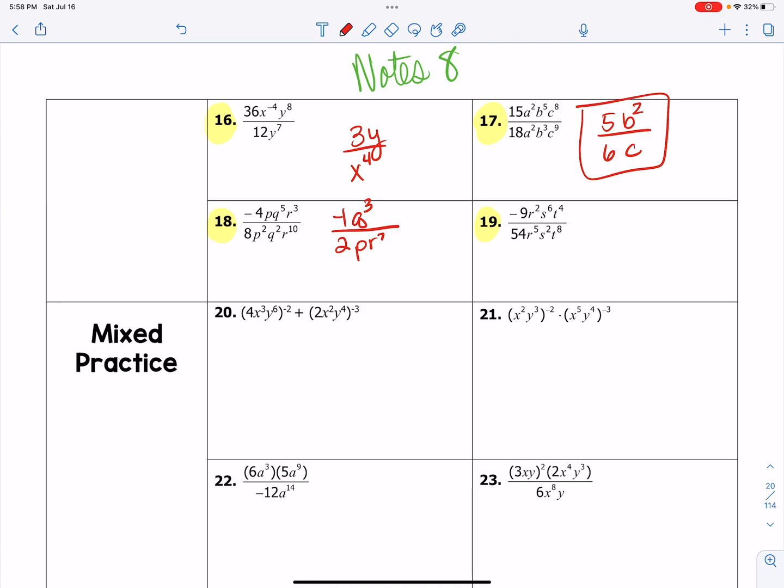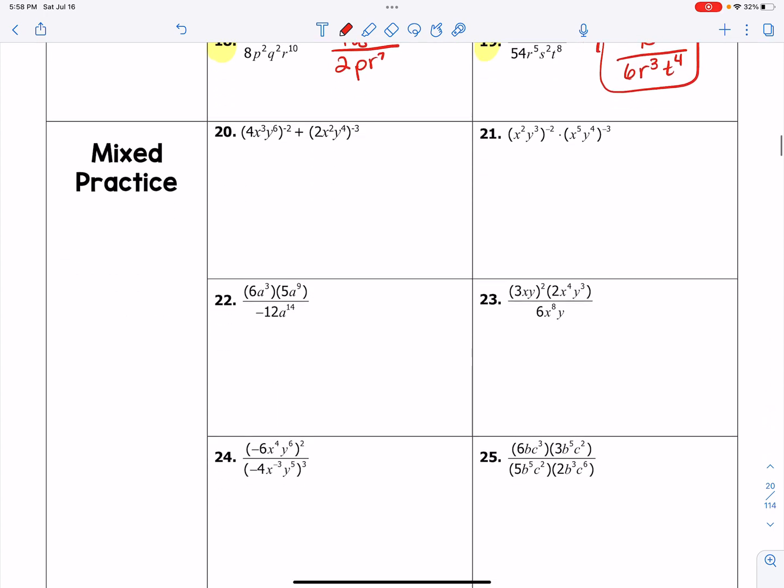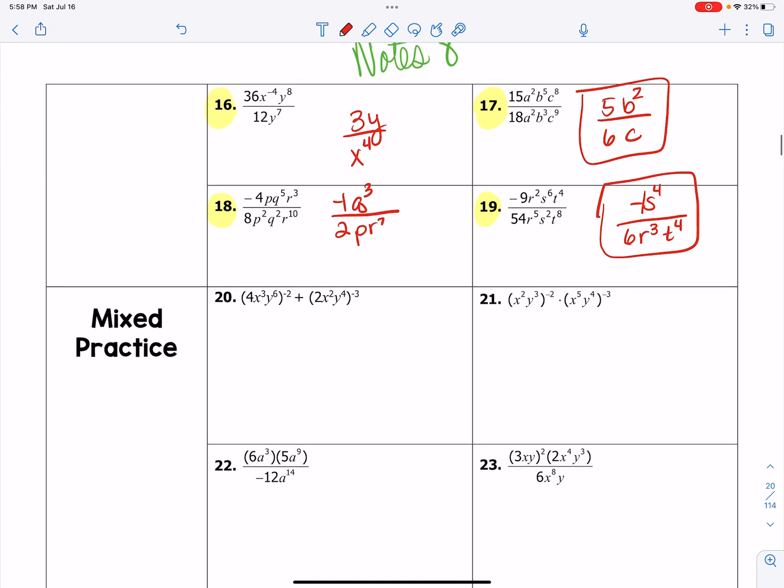And then the last one, you have a negative s to the 4th on the top, and I don't care if it's a 1, and I don't care if the negative sign's on the bottom. It doesn't matter. And then 6r cubed t to the 4th. Okay, so if you missed any of those, let me know right away. I'll leave those on there for a second so you can look at them, so we can figure that out.